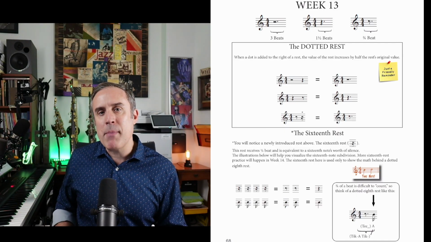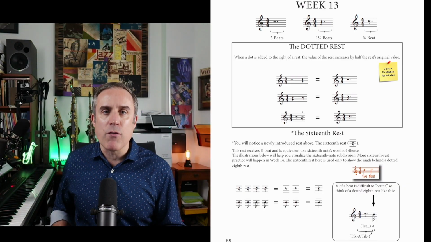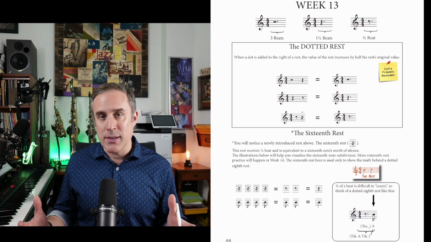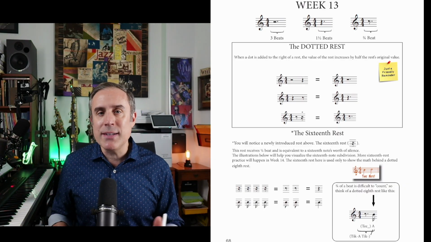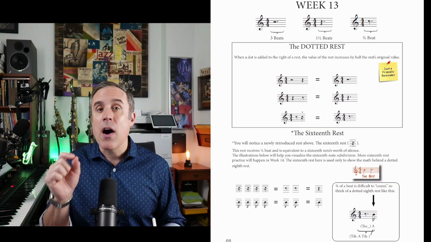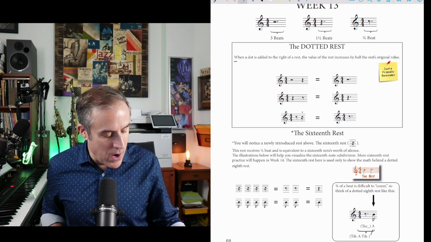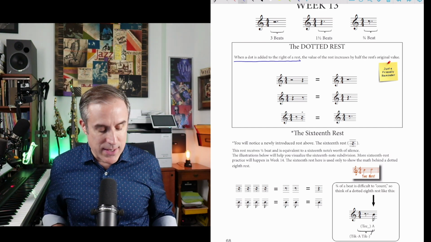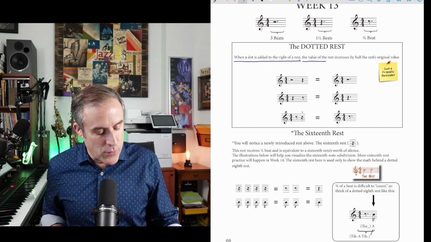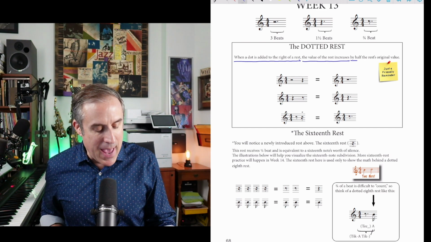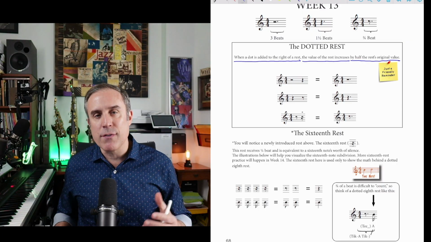First, I want to remind us of the definition of what an augmentation dot does when it's placed to the right-hand side, in this case, of a rest. So let's look at this definition. It says, when a dot is added to the right of a rest, the value of the rest increases by half the rest's original value.